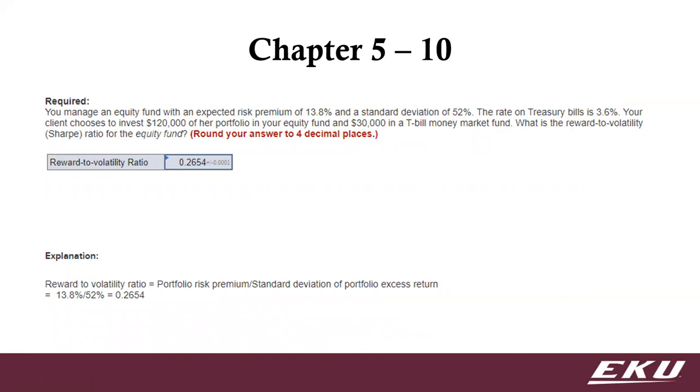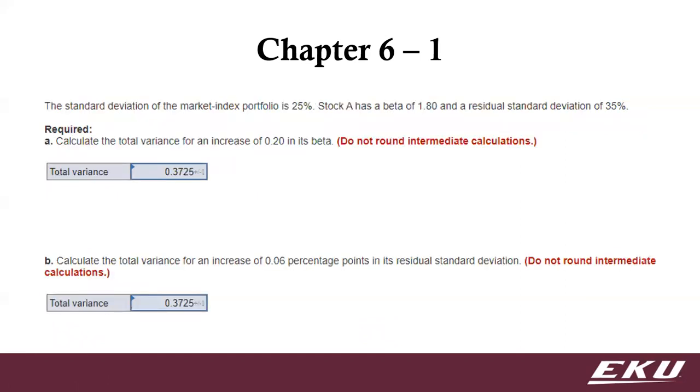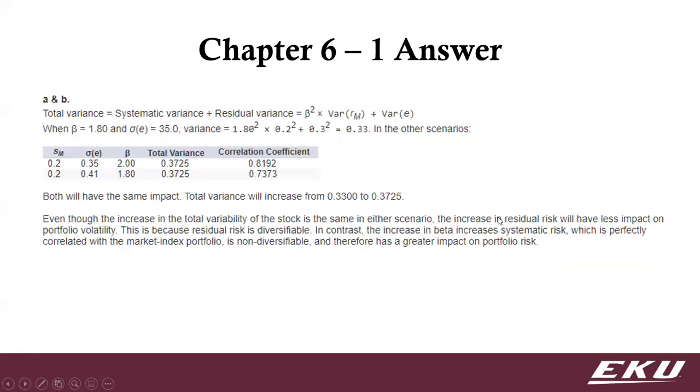This module also has chapters 6 and 7. So chapter 6. A beta of 1 would be like the market. So anything greater than 1 is more than the market. Here's how we'd work through those problems.